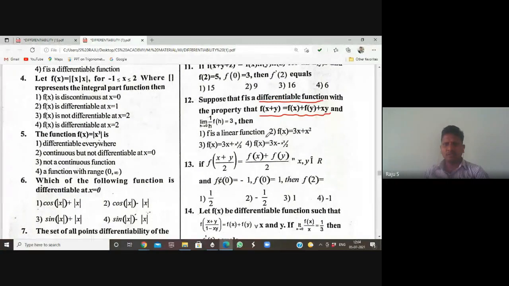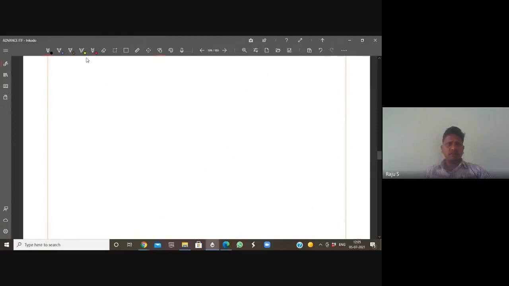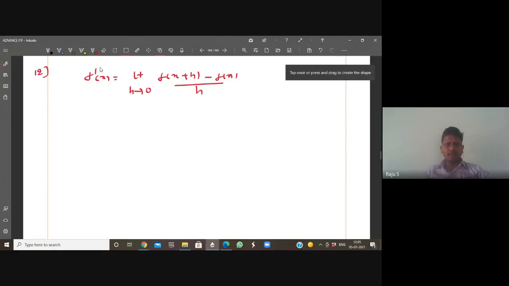So first, what shall we do here? f(x + y) is given. So what is the value of f(0)? Substitute x = 0 and y = 0. Otherwise, here they given a limit h tends to 0 condition. I am going to take f'(x). f'(x) is equal to limit h tends to 0 of (f(x + h) - f(x))/h. This is the formula for the derivative of a function.